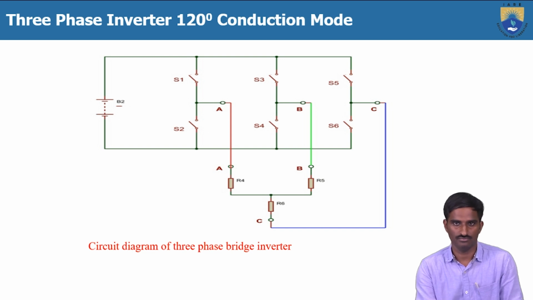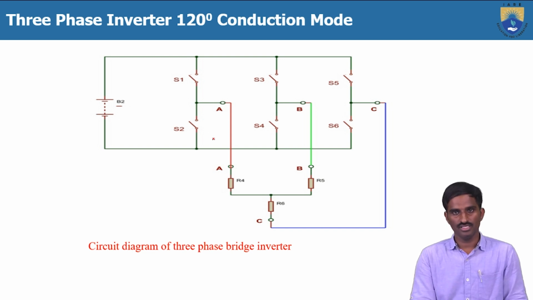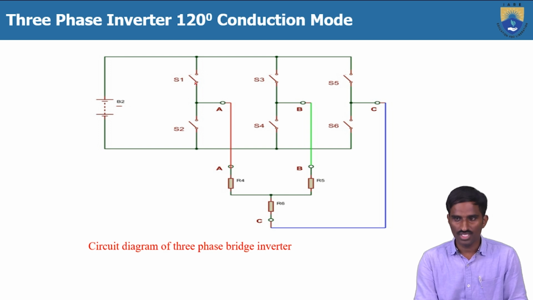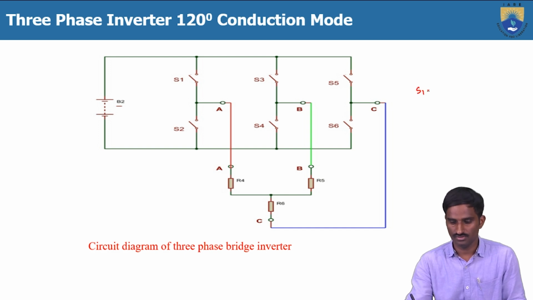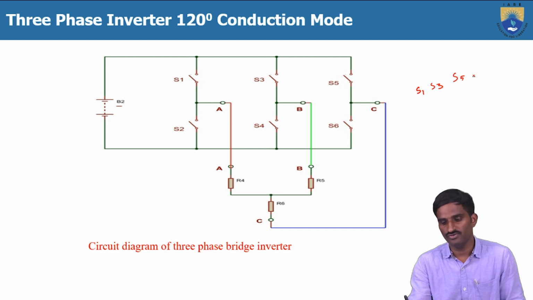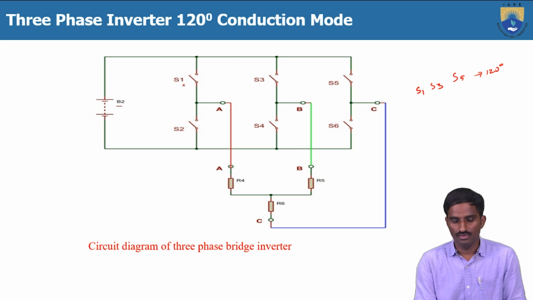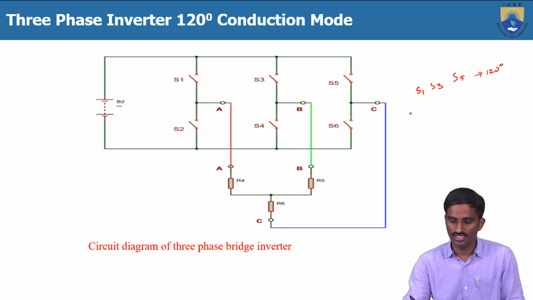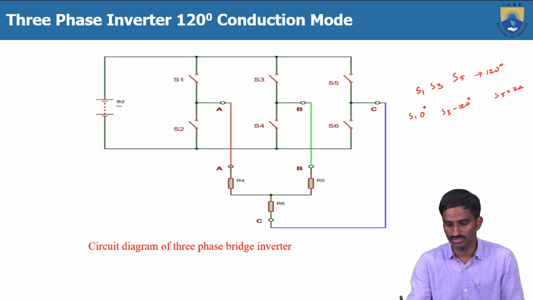And the second condition here is that the phase difference between the positive group of switches, which are S1, S3 and S5, is 120 degrees. Which means, suppose S1 starts at 0 degrees, then S3 will start at 120 degrees, then S5 will start at 240 degrees.